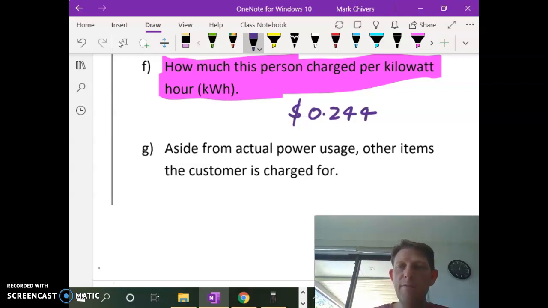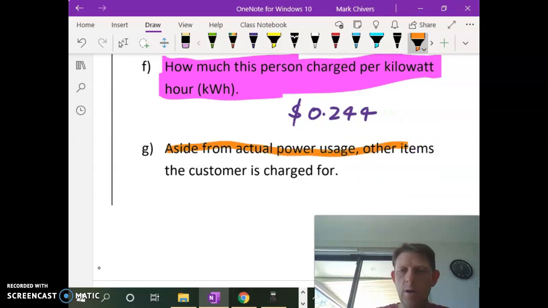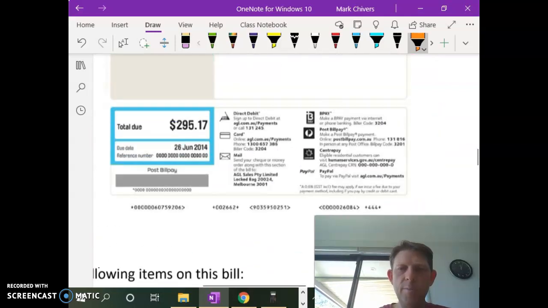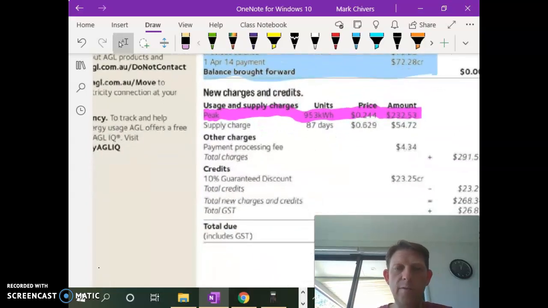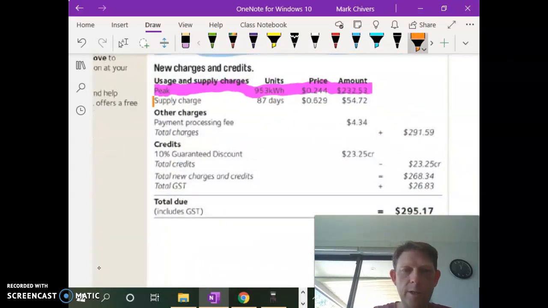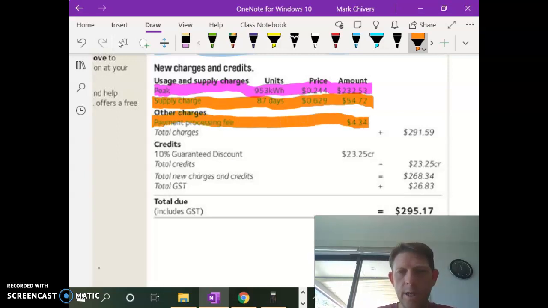Okay, and finally, apart from actual power usage, other items that they're charged for. So we'll go look for that information there. So once again, we'll probably go to the same part of the bill. So once again, we're looking at this second page, and obviously while we were looking for what their charge was per kilowatt hour, we saw that supply charge. So there's a supply charge there that is just based on days. So it doesn't matter if you don't use electricity at all, you're going to get charged a certain amount for just being connected. As well as that though, there's also this payment processing fee that they're being charged as well.